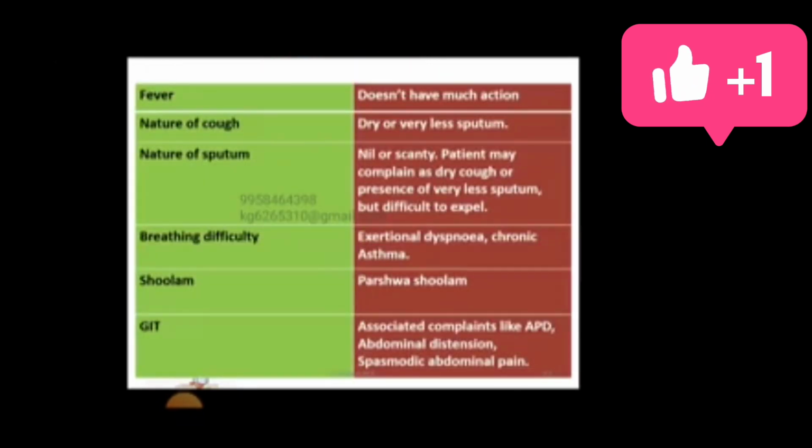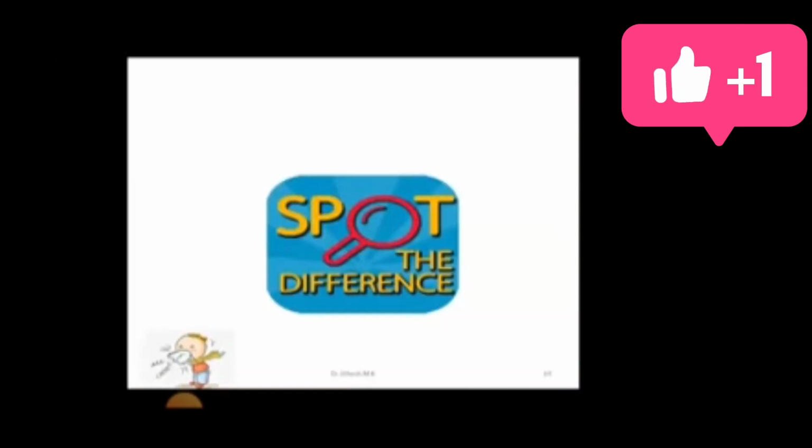Now here also, in the case of fever, there is not much relation with fever for these yogas. Again, like Nayopayam, dry cough or very scanty sputum; the nature of sputum is also similar to Nayopayam. Exertional dyspnea, chronic asthma. And here also GIT, as with Nayopayam, this is very effective in conditions like acid peptic disorder, abdominal distension, spasmodic abdominal pain. Now we will see the difference.